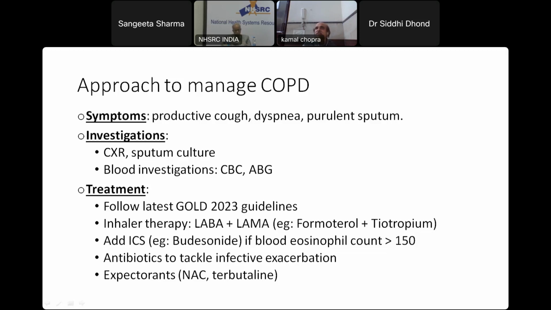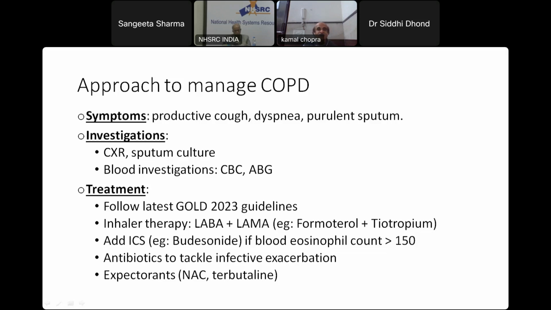If CBC is raised, then there is an increase in neutrophils, it's an acute infection, or if there is an increase in lymphocytes, it is a chronic infection. GOLD guidelines are available for the management. The latest guidelines are 2023. Every year the guidelines are changed. Guidelines are freely available on the net. Even summaries of guidelines are available, which are usually given by the medical representatives to doctors to see what the current recommendation is for treating the COPD condition.